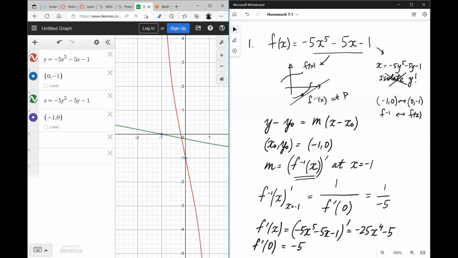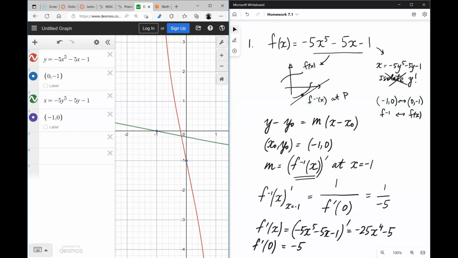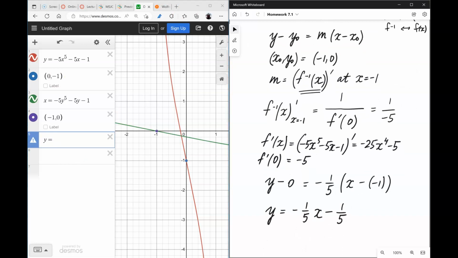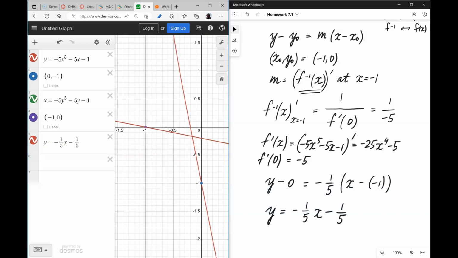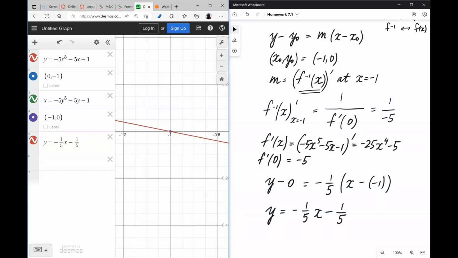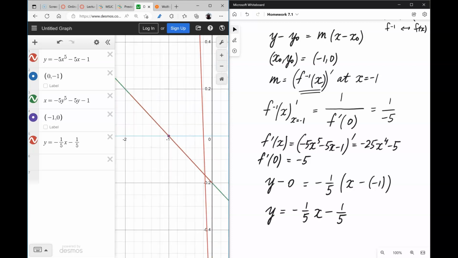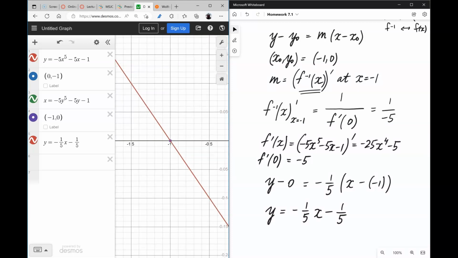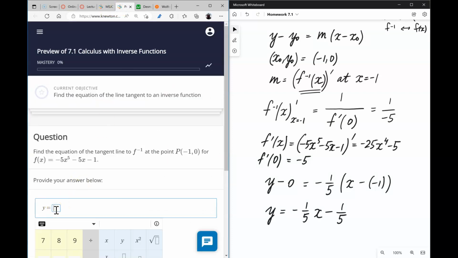It's right here, right? And we can actually plug in the equation of the line we found and see if it works. We assume it's this. And it totally looks like it, right? So we are pretty sure that that's the right answer. So let's type it up.